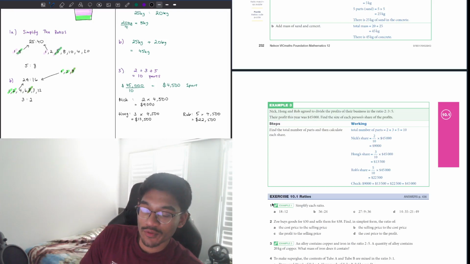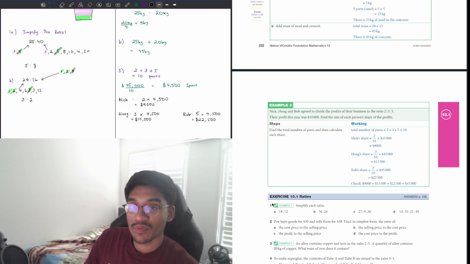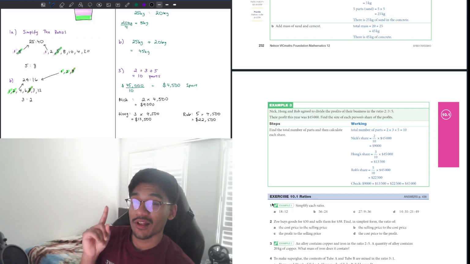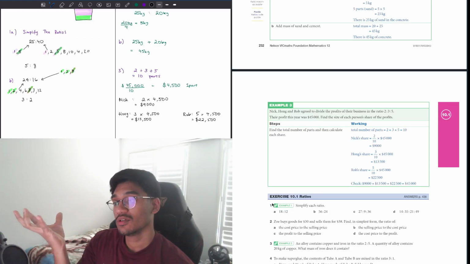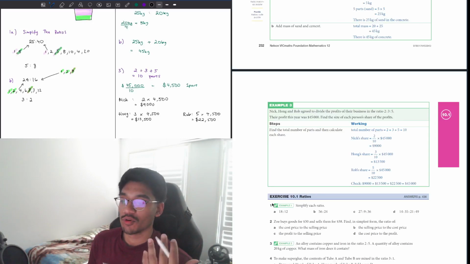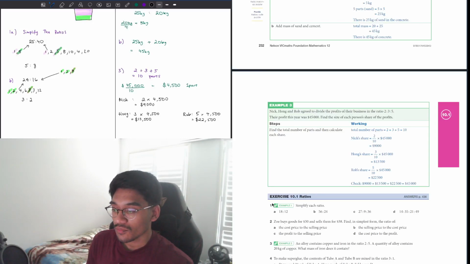So just like that, we've worked out how much each person gets. First, we needed to count up how many parts there were in total, find out the value of 1 part by doing our total divided by how many parts there are, and then we just multiplied by how many parts there were.